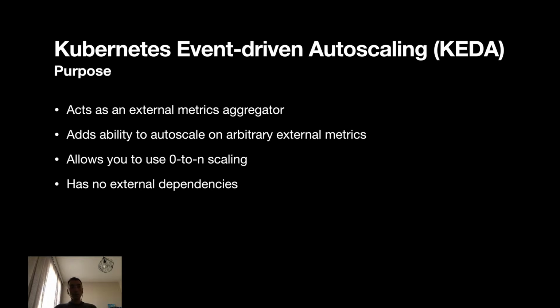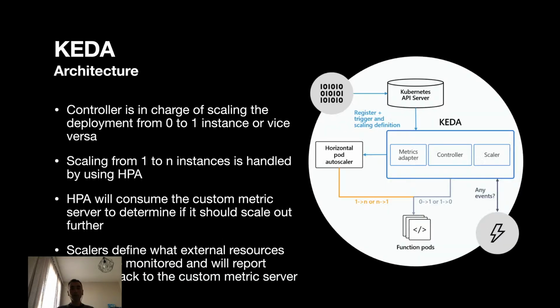So what's the purpose? KEDA acts as an external metrics aggregator, and it adds the ability of autoscaling on actually any arbitrary external metrics. So you are not limited only to the Kubernetes internal metrics, but you can integrate with any other external metrics provider and scale your pods. It allows you to use 0 to n scaling. So you can have no pods running, and it will scale up for you from 0 and can go down to 0. And it has no external dependencies. You just install it to any Kubernetes cluster and it just works there.